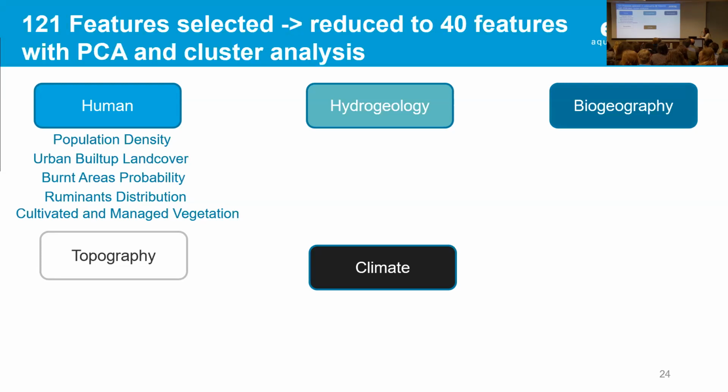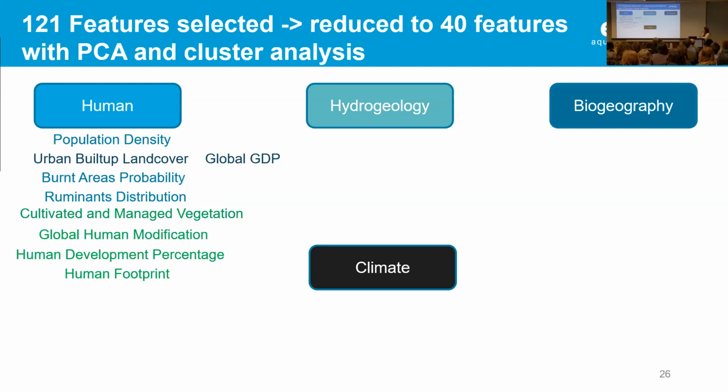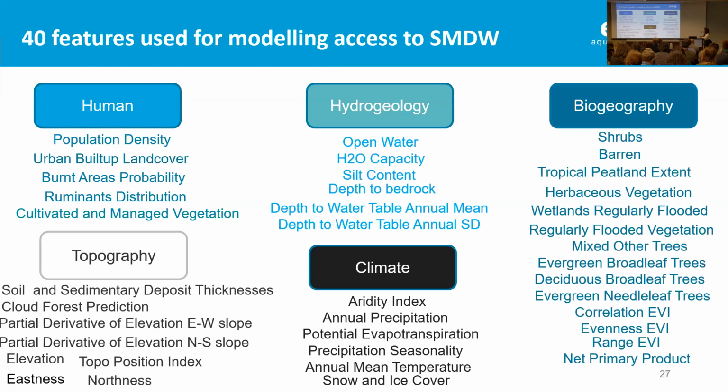I'm going to mention this straight away because I always get questions like, for example, why we're not including GDP and some other factors. We started off with a larger feature set of 121 features, which we then reduced by using principal components and a cluster analysis. In this cluster analysis, urban built-up land cover clustered with global GDP and the global human modification and human development percentage, and human footprint clustered with cultivated and managed vegetation. That's why they're not being used currently in the model.